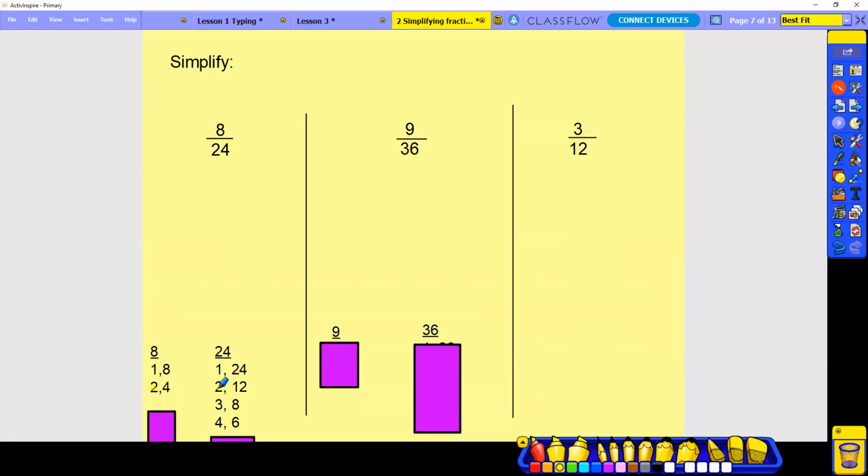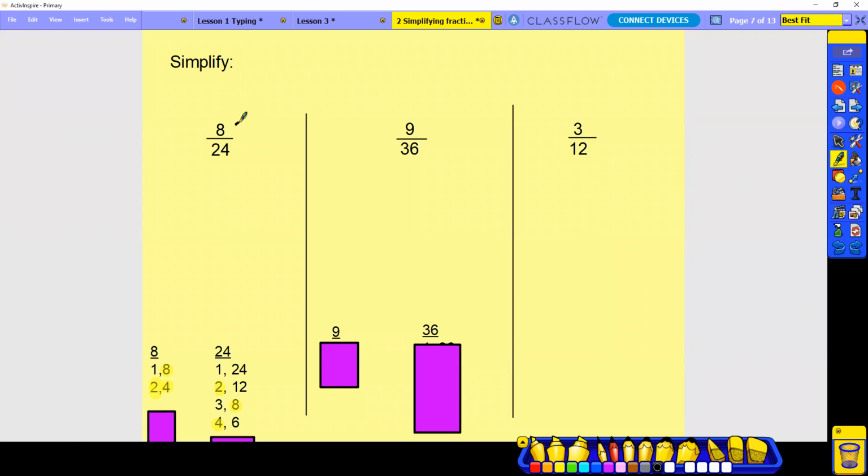We've got 2 there. Let's make a big one. We've got 2 there, 2 there. And then we've got 4 in both. And we've got an 8 in both. So we're looking for the largest common factor. If you look at those, you can see you've got 8, 2, and 4 that are in both. The largest one is, of course, 8. So we are going to divide both by 8.